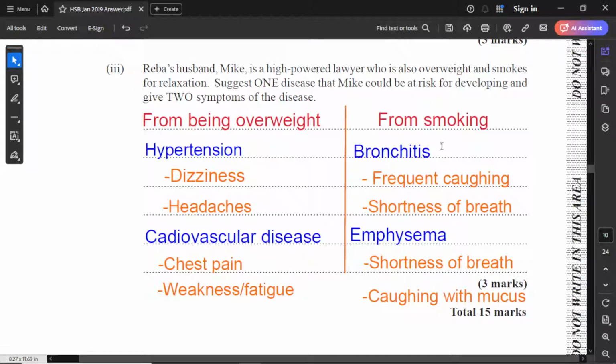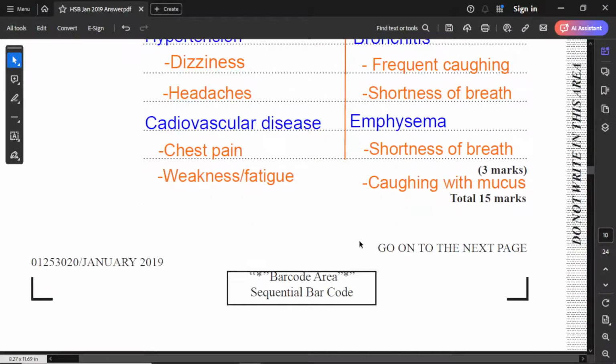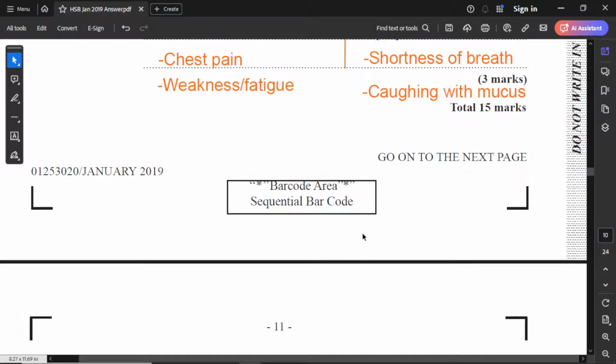Emphysema is just like bronchitis. However, the difference between emphysema and bronchitis is that with emphysema, you may have shortness of breath as well, but when you cough, you get mucus in the cough. And the difference, truthfully, is that bronchitis affects the bronchi, while emphysema affects the alveoli, and that's a big difference between them. And that is just in case you need to know the differences, really.